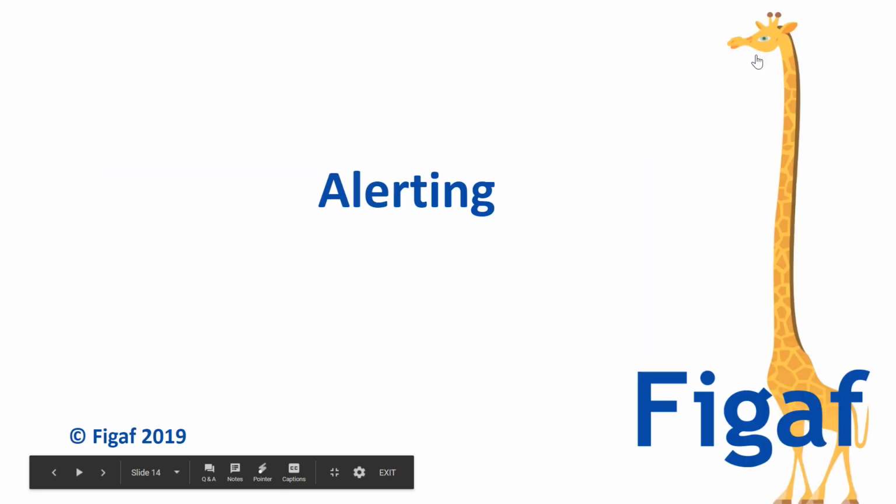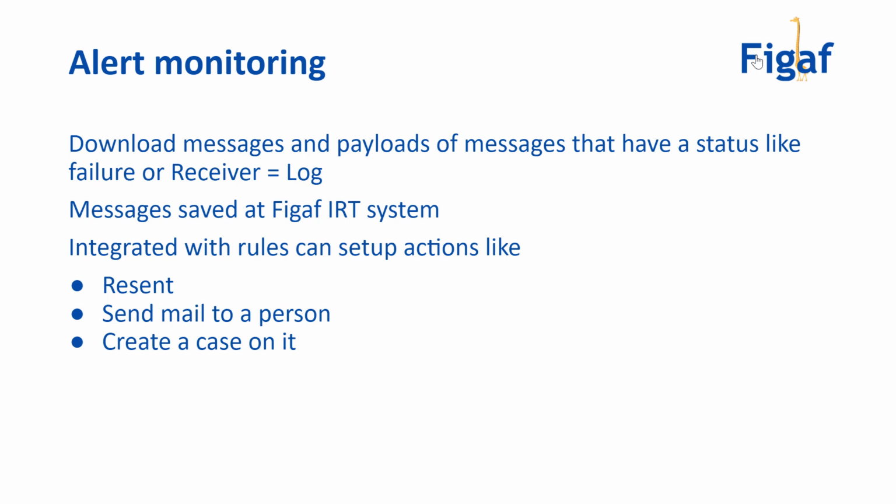Alerting. This makes it a lot simpler for users to create alerting. Sometimes a message fails, and obviously you can easily search for all messages that have status failed, or potentially if you have added a specific receiver that says receiver equals log, then you know it's a message that may not have been saved, but it is something that you need to look into and set up rules and alerts to handle. And what we can do is resend the message in some cases. We have the option to send it to a person, or we can create a test case around it.